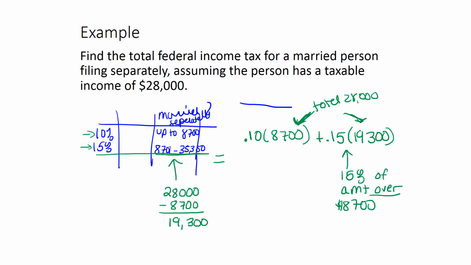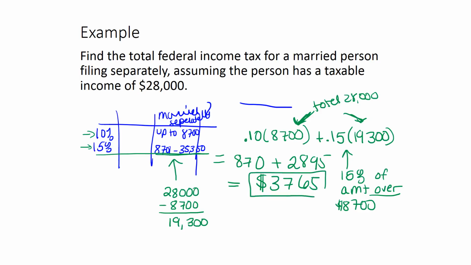10% of $8,700 should be $870. And 15%, 0.15 times 19,300, that should give you $2,895. So the total federal income tax is $3,765. Again, this is federal, not state.